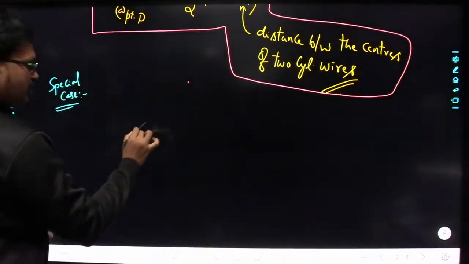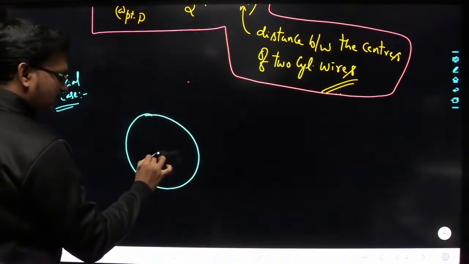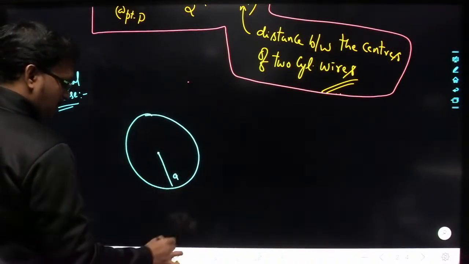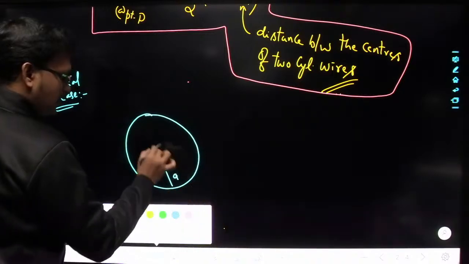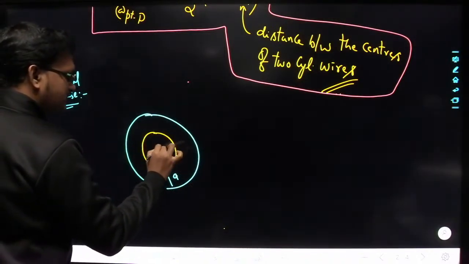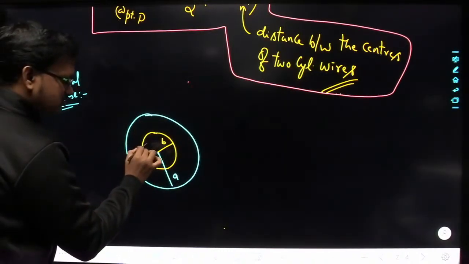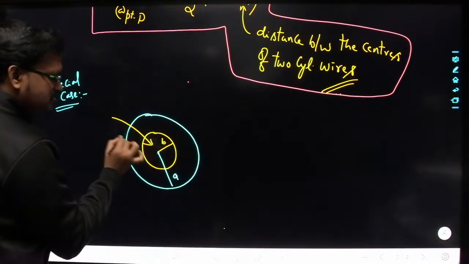Okay, so now here, suppose in the same problem they have given a cylindrical wire of radius A, and now if you place another cylindrical wire of radius B. Understood? So that means this is nothing but a cavity here. Let us consider this is a cavity.